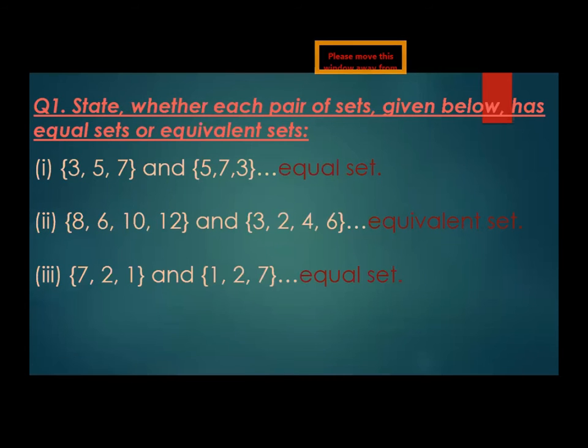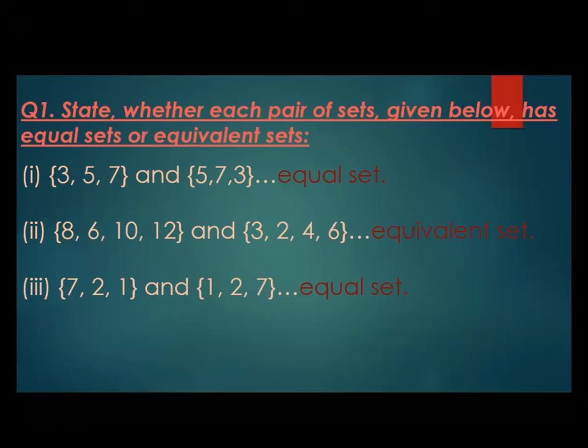Okay, now if we have 3, 5, 7, and we have 5, 7, 3, we consider this set A and this set B. So observe both of the sets. This set has the elements 3, 5, 7, and the other set has the elements 5, 7, 3. So they are both equal sets. Why are they equal sets? Because they have the same elements in both of the sets.